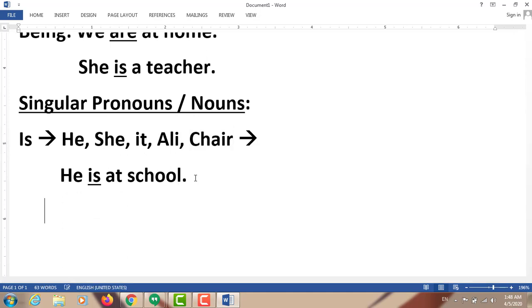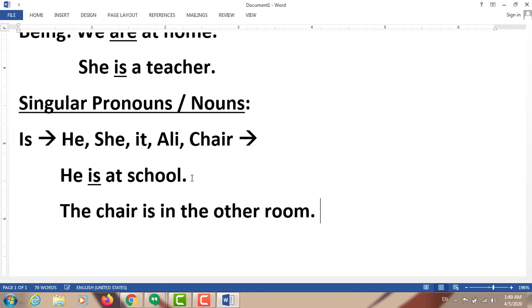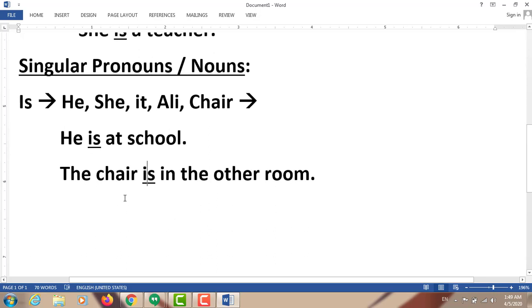Okay. Next example. The chair is in the other room. You see this one, the chair, and this is an article. We will be talking about that article. This is a definite article. In next sessions, in other books, we will be talking about articles. So this is singular. So what did I do? The noun is singular, so I used to be is.